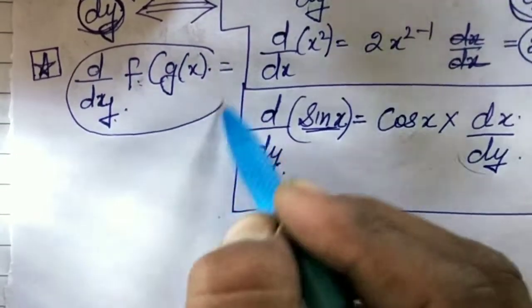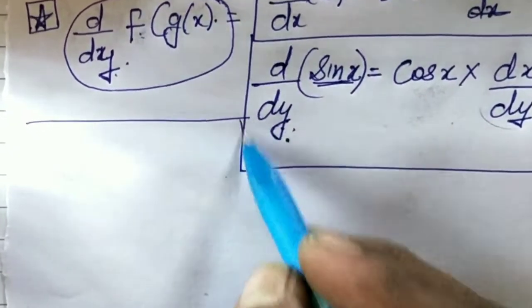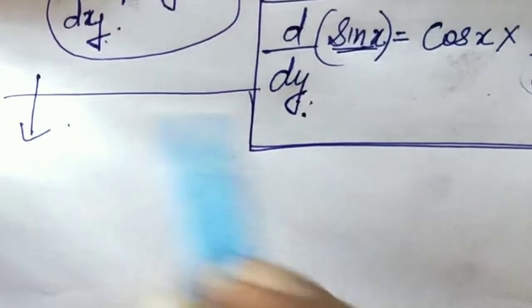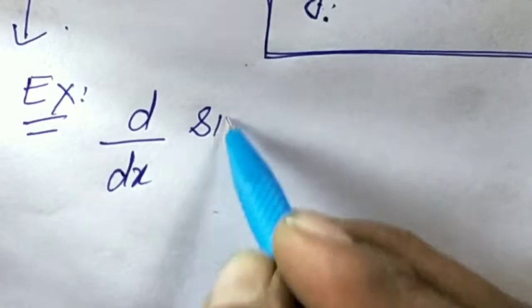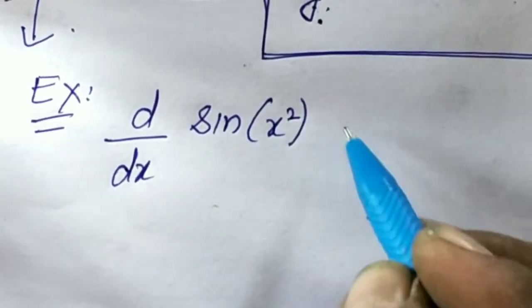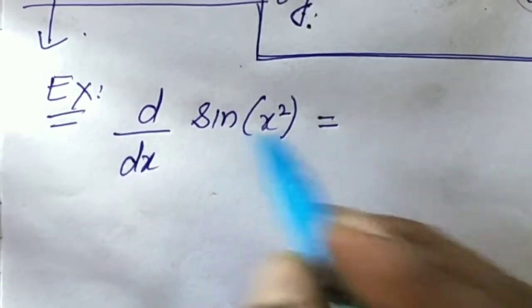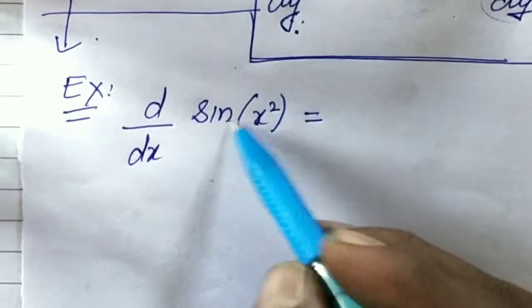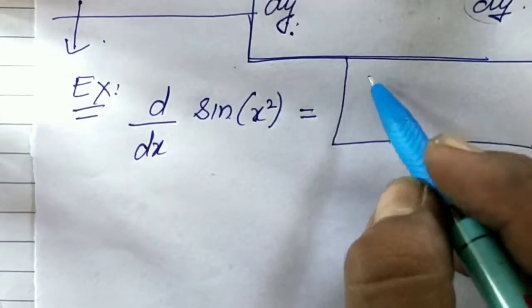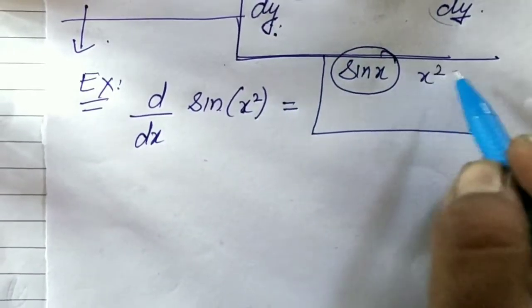The second topic that I want to discuss is this: when there are multiple functions. I will discuss this with the help of an example. Let's say the example is I have to differentiate sine of x square with respect to x. Now how will I differentiate it? It belongs to this category, because there are two functions involved in this. First function is sine of x and the second function is x square.